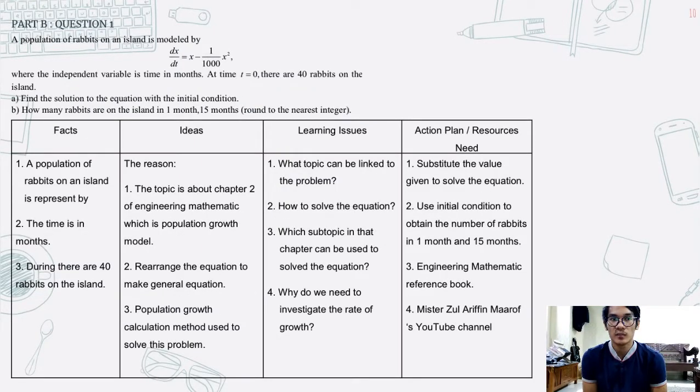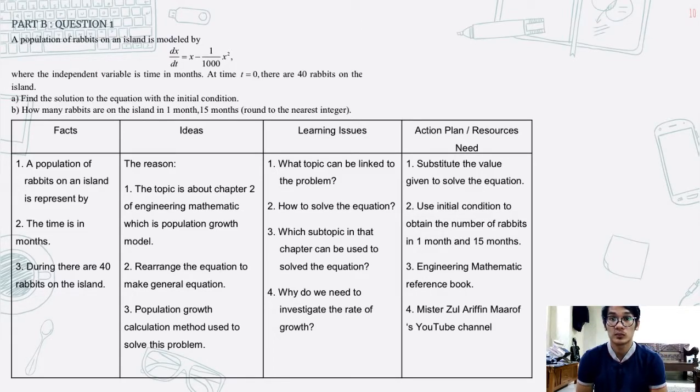A population of rabbits on an island is modeled by dx over dt equals x minus 1 over 1000 times x to the power of 2, where the independent variable is the time in months. At time t equals 0, there are 40 rabbits on the island. A. Find the solution to the equation with the initial condition. B. How many rabbits are on the island in 1 month and 15 months, rounded to the nearest integer.